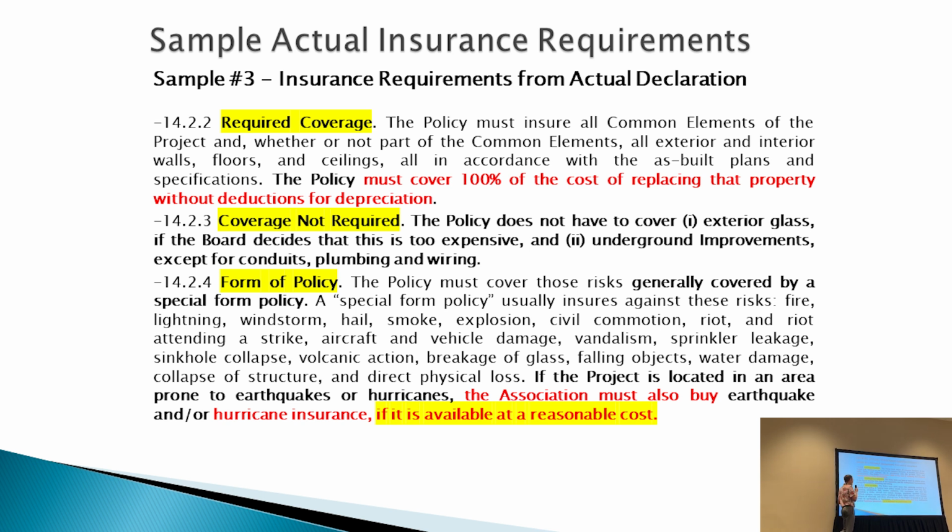The association must buy earthquake coverage and/or hurricane coverage. We're in Hawaii. Wait for me, everybody. If it's available at a reasonable cost. The board has to cover hurricane or earthquake coverage if it's available at a reasonable cost. Otherwise, this says you don't have to get it. It doesn't say what a reasonable cost is. If we have to raise everybody's maintenance fees $100 a month, that's not reasonable.